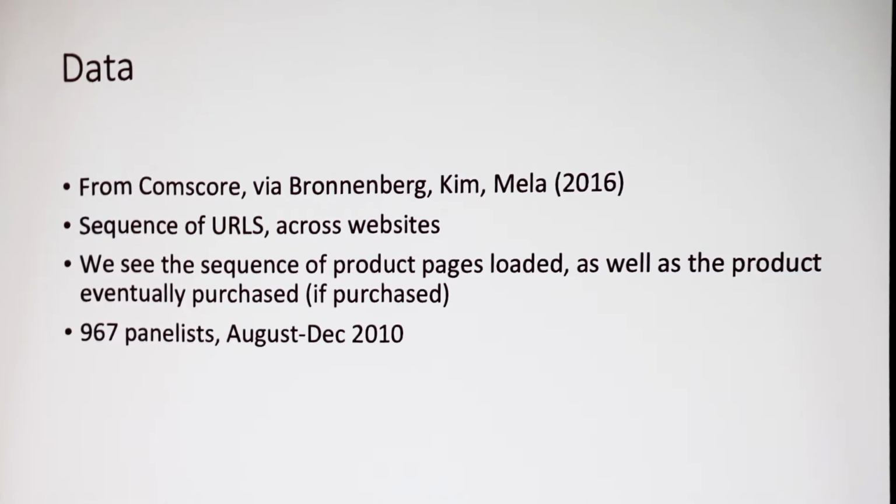So the data we have is from ComScore. It's a sequence of URLs. So people are looking for cameras, and we see across websites where they go. This across-website thing turns out to matter a lot with search data. If you look at just a person's experiences on one platform, you often miss a lot of their search behavior because they look for things in multiple places. We have 1,000 panelists roughly, and we see all the product pages they load.